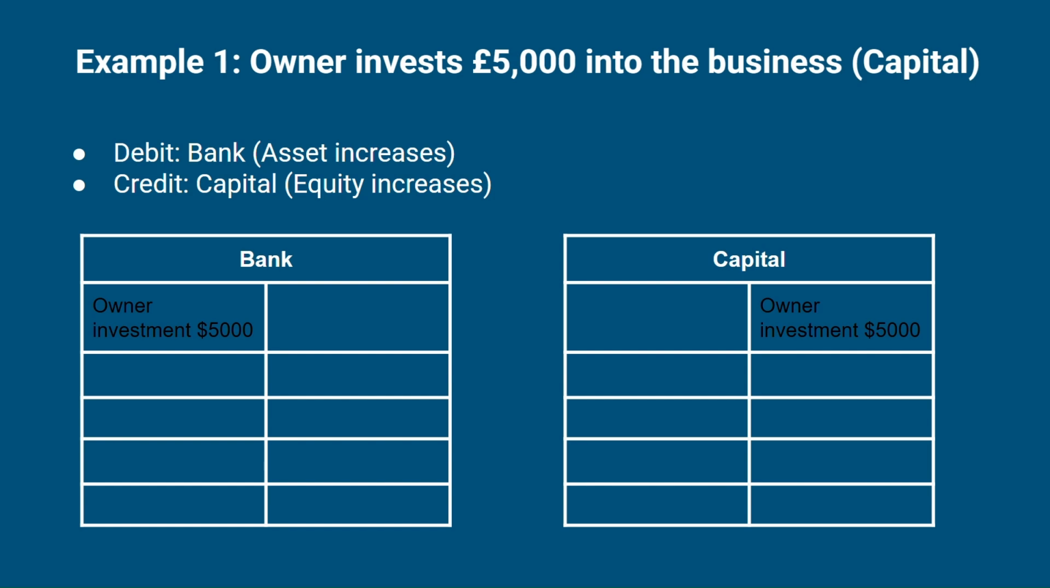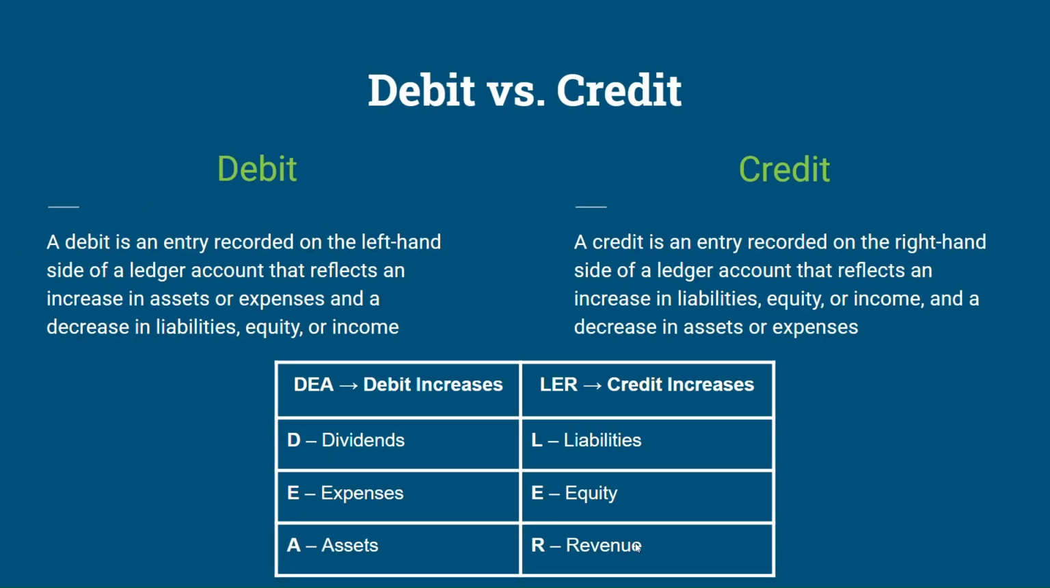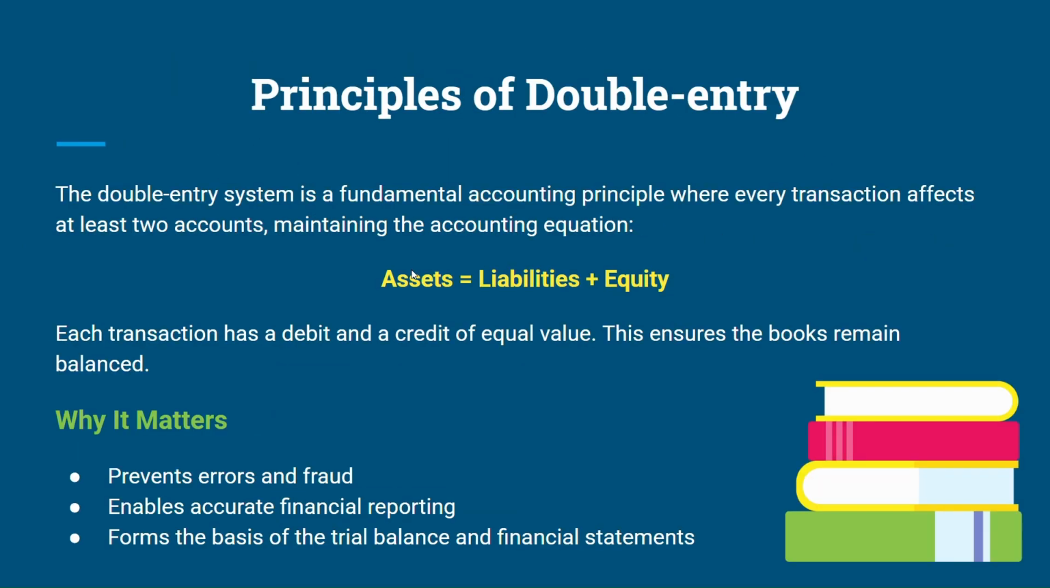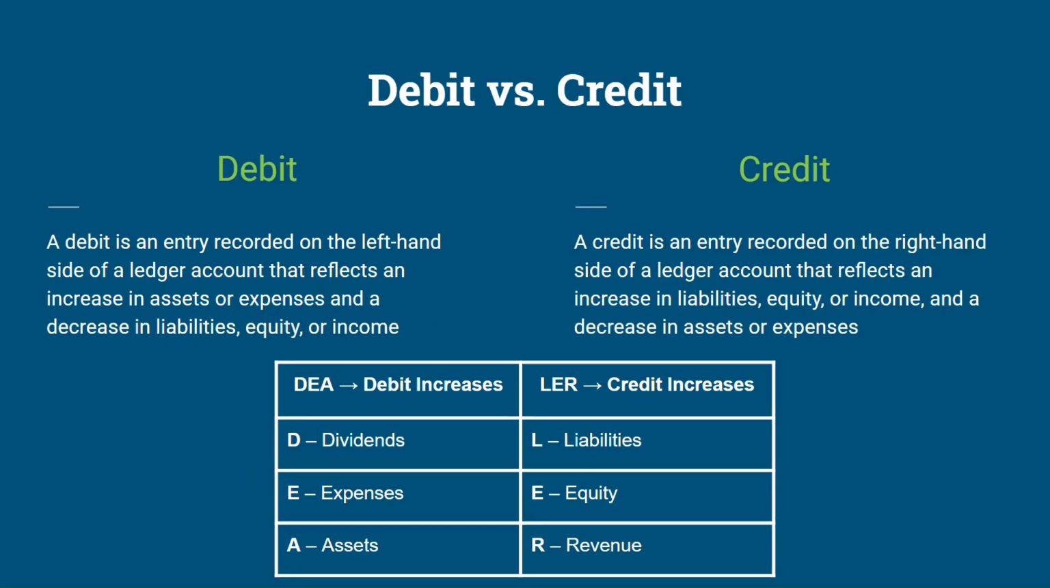And now, last time I checked, whenever the capital is part of the equity, if it increases, then it is credited. So we have to credit capital as well. And that's good, because that means now assets increased, equity increased, the equation stays equal. Whenever you are in doubt, just go back to the accounting equation. It's always the answer.